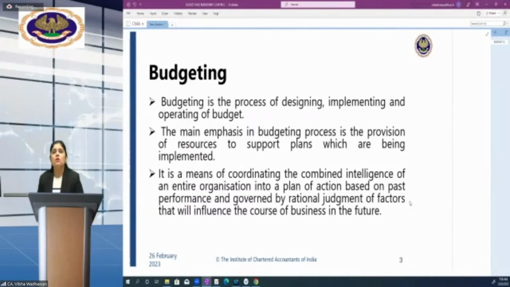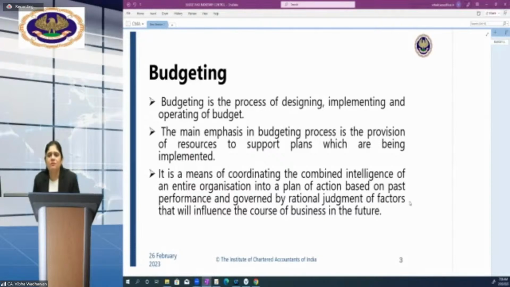So the whole organization is a part of it. It's not that one single department has to do it. The entire organization, all the departments in the organization, have to contribute towards the planning phase. That is the budget. All right. So every department will give the inputs. Okay, this much. And what inputs actually does every department have to give?